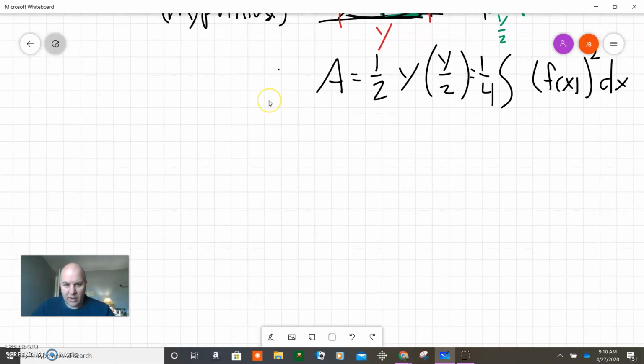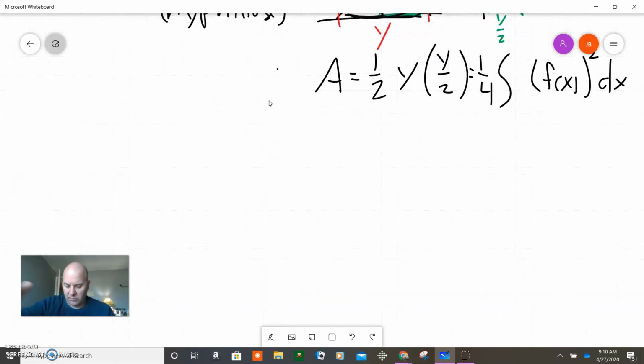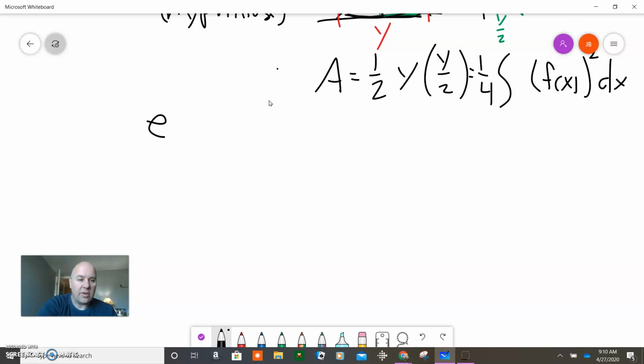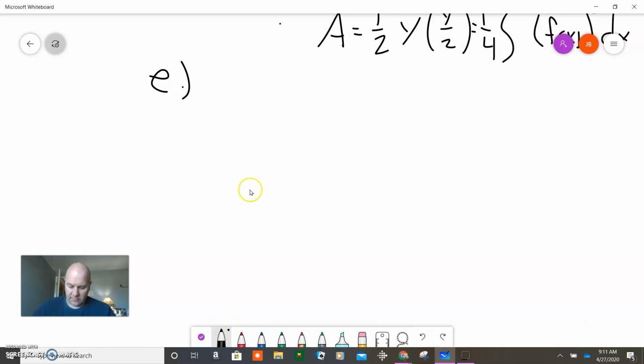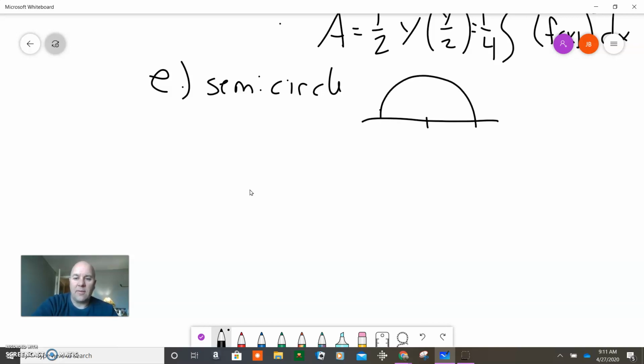We have two more that I want to talk about, a semicircle and a quartercircle. So this one is letter E. Is that correct? Is that letter E? Yeah, letter E. So looking at this, the semicircle is just half of a circle, as you should understand. The cross view would look something like this. The whole distance here is y.